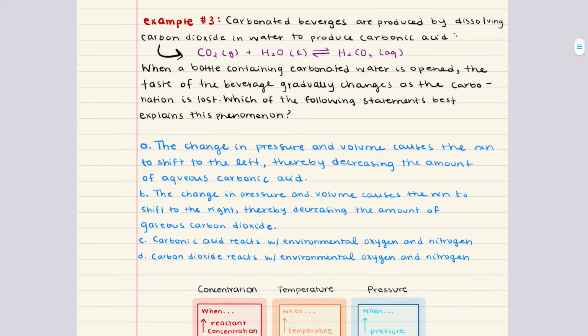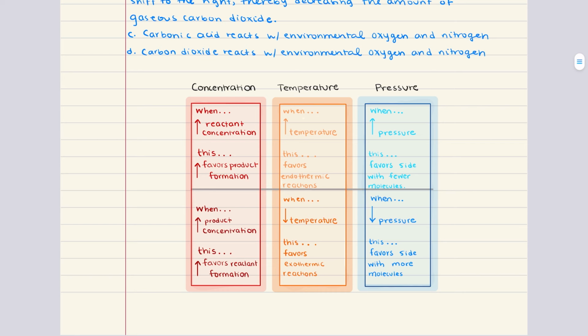Now, this problem requires us to remember Le Chatelier's principle, which states that if a dynamic equilibrium is disturbed by changing the conditions, the system responds to counteract the change and restore a new equilibrium. Now, for this carbonation in beverages, we have carbonated beverages that contain dissolved carbon dioxide, which reacts with water to form carbonic acid. Now, when the bottle is opened, what happens? Well, the pressure inside the bottle decreases, causing carbon dioxide gas to escape.